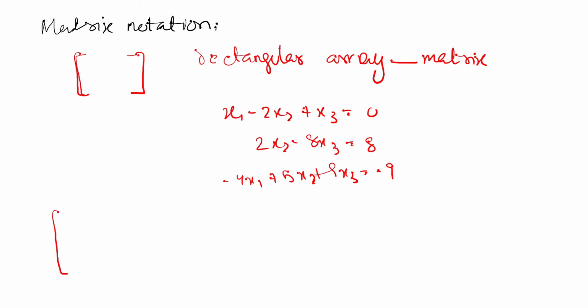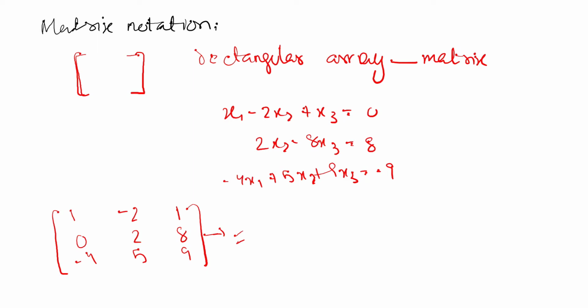So we are writing the coefficients of x1. They are 1, 0, and minus 4. The other one is minus 2, 2, and 5. Another one is 1, 8, 9. So this is known as the coefficient matrix, or the matrix of coefficients of the system. So you can write that.